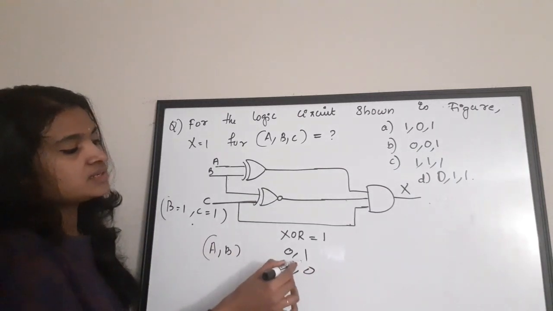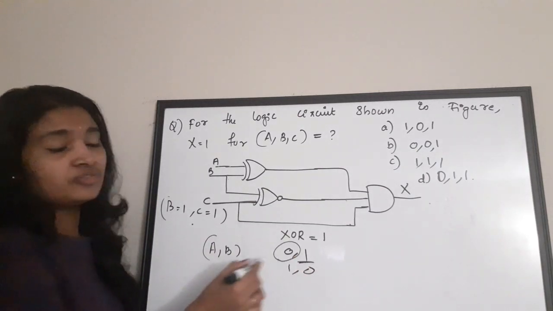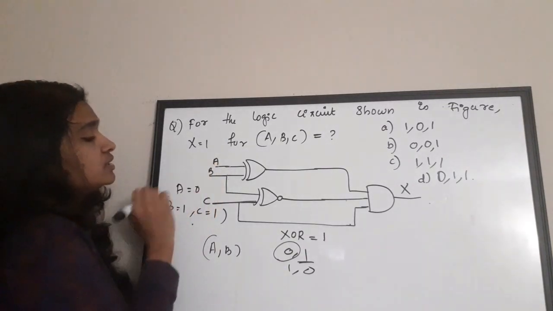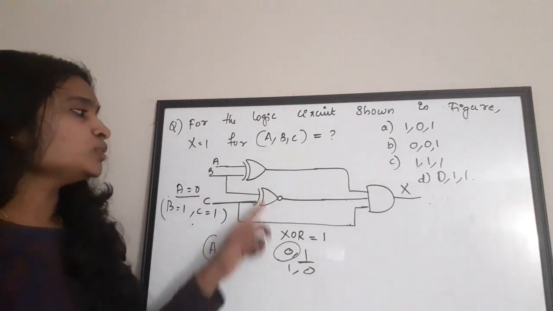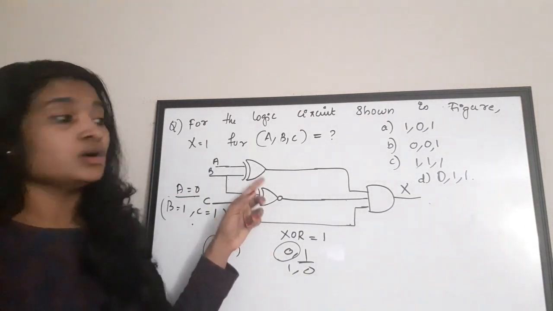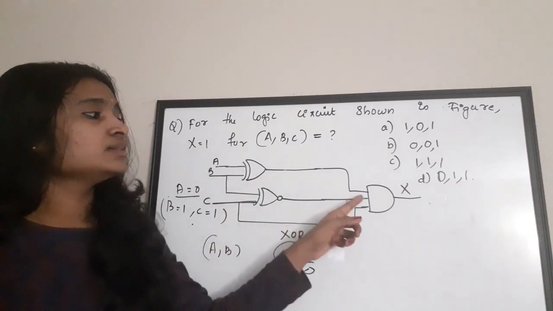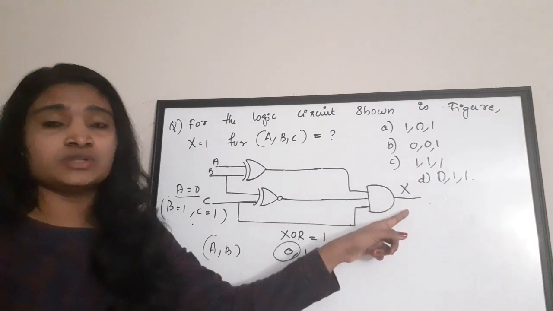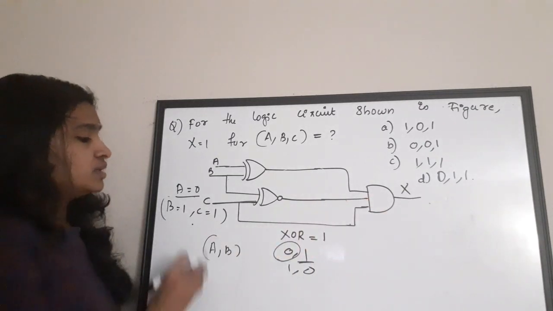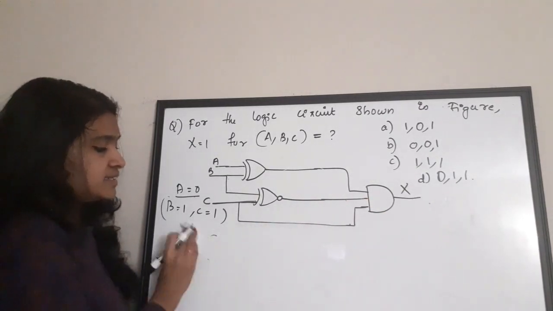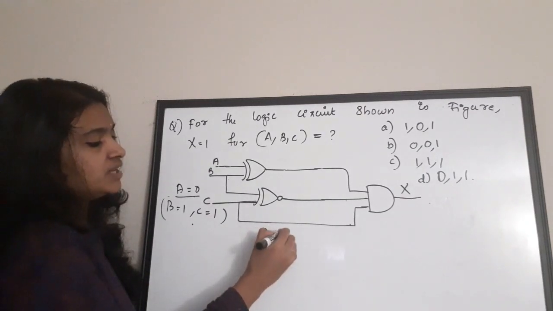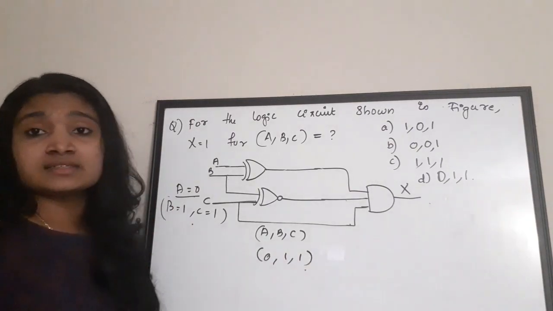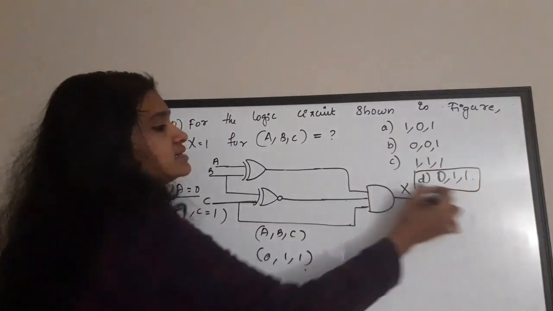Here B is 1. So, what will be the value of A? A has to be 0. Only then the output of this XOR is 1. Only if the output of XOR is 1, then the third input of the AND gate is 1. Only then your X value is equal to 1. So, the combination A, B, C is equal to 0, 1 and 1. The correct answer is option D.